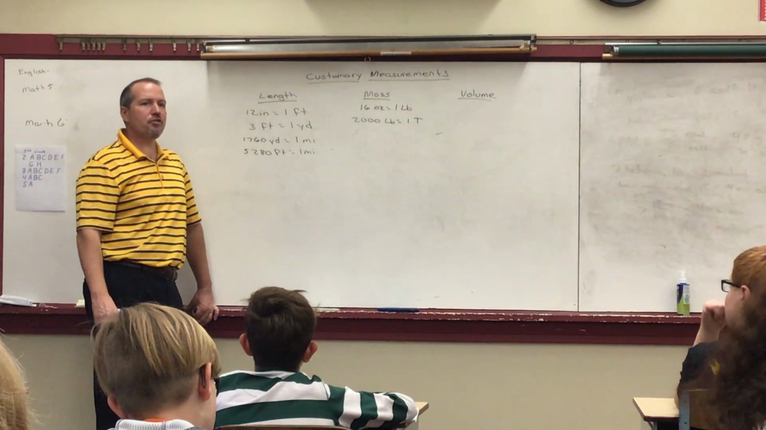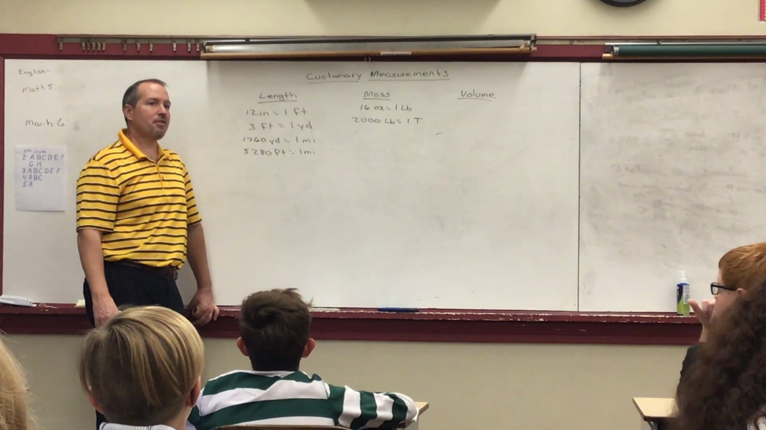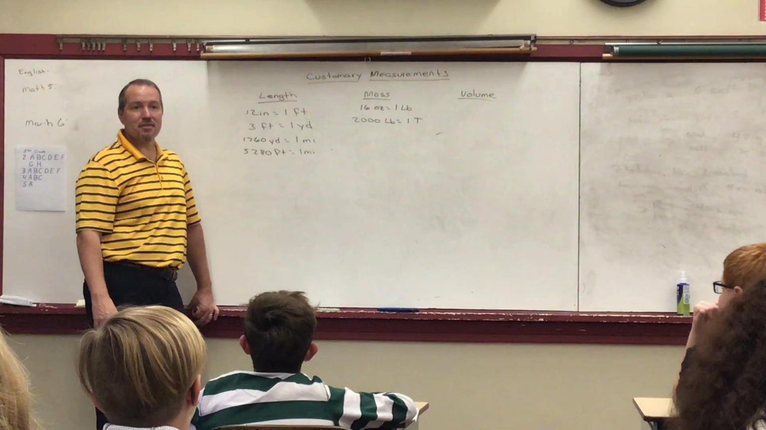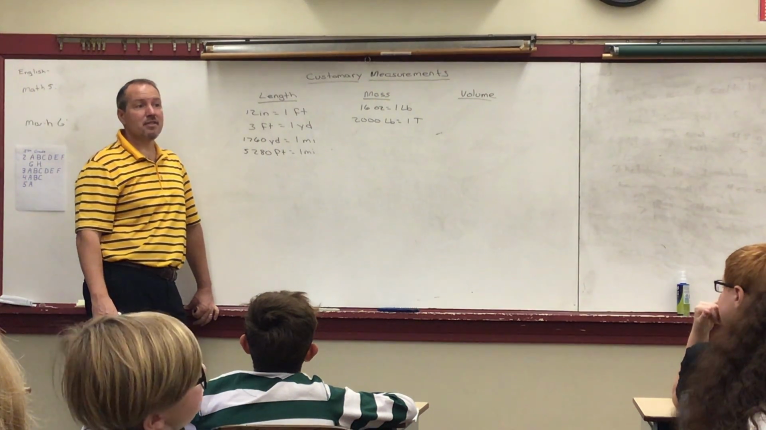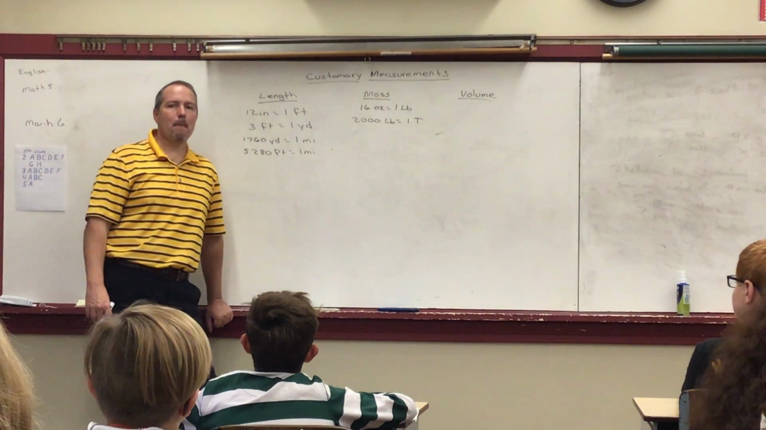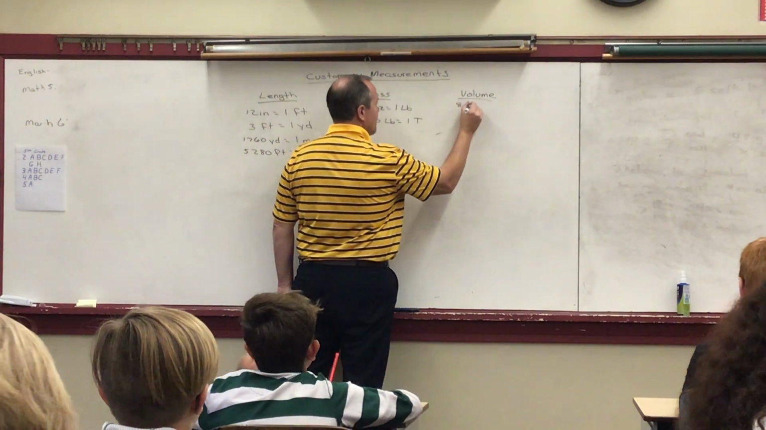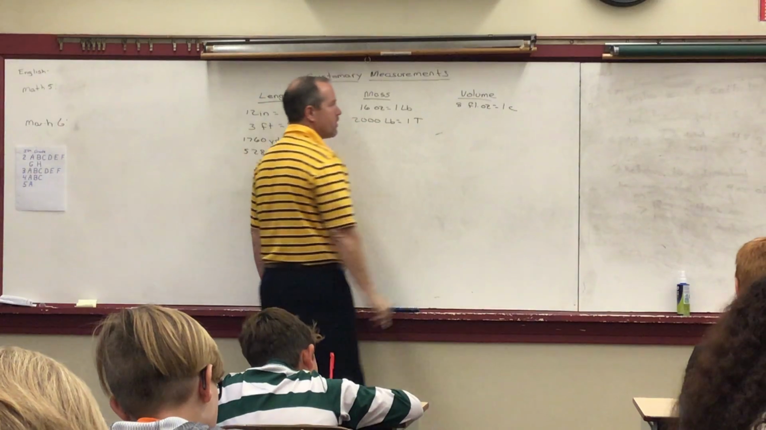And now for volume, what's the smallest unit that we measure volume with? Gram? That's metric system, that's for mass. Isn't it ounces? Fluid ounces. Yeah. Okay, after fluid ounces comes what? Cups. 8 fluid ounces equals 1 cup.